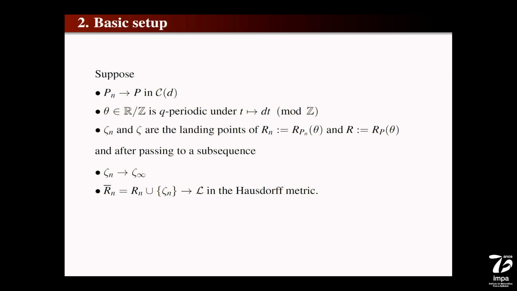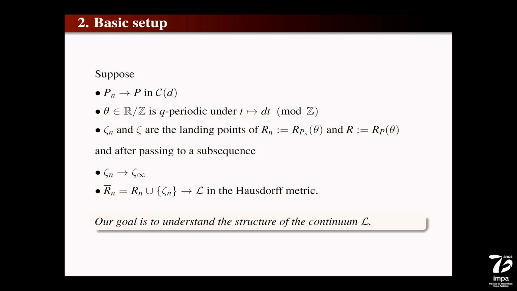In other words, the limit of the landing points could be different from the landing point of the limit. And I can assume that the closure of Rn, which is Rn union its landing point, has some Hausdorff limit, which I denote by L. So that L is some Hausdorff limit along some subsequence. And my goal is to understand the possible structures of these continua. What could we say about L?